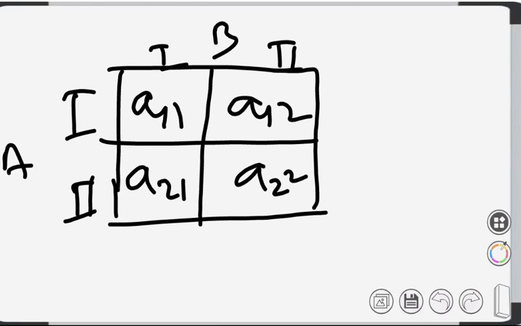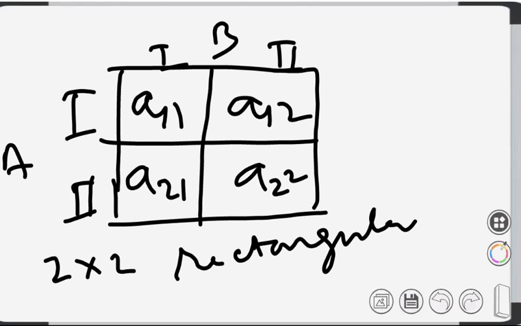Okay, so this is called a 2 cross 2 rectangular game with mixed strategies. Please write. And there is a theorem. We'll just write down the statement of the theorem and use the result.